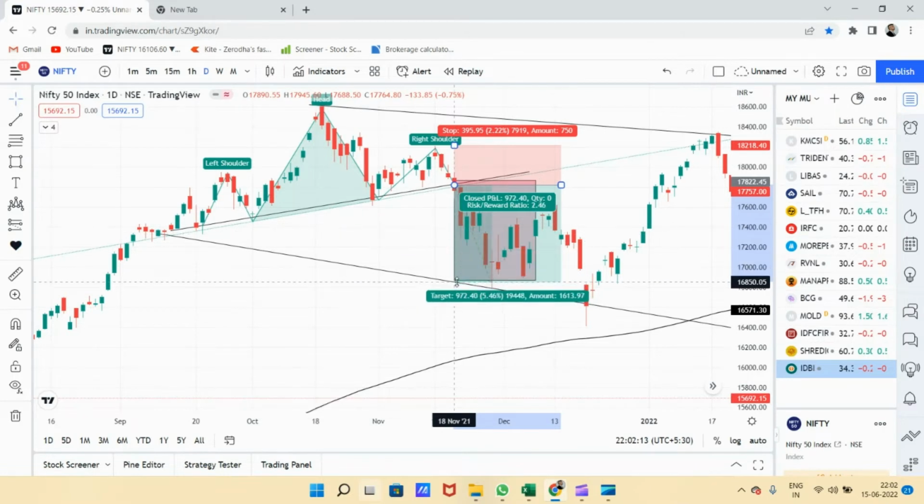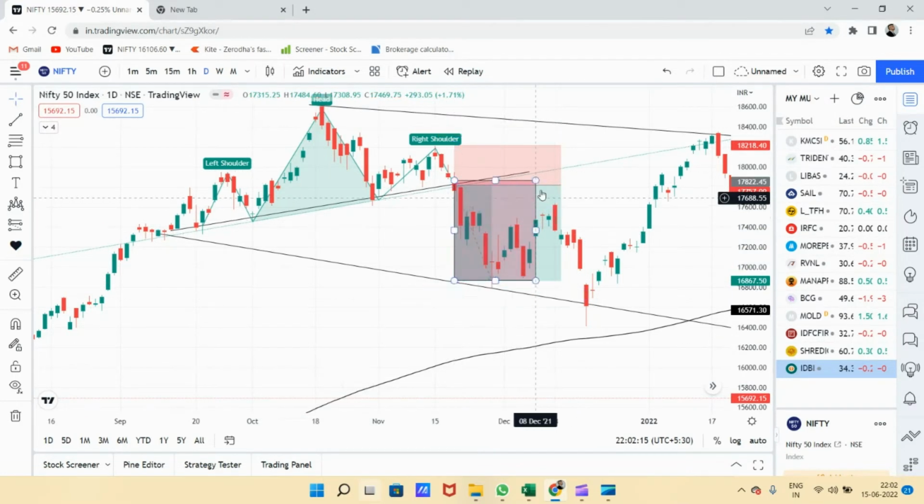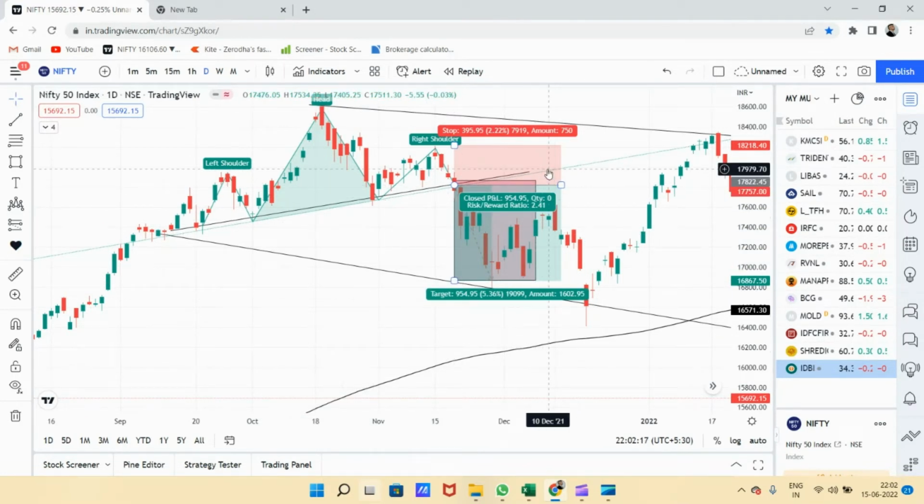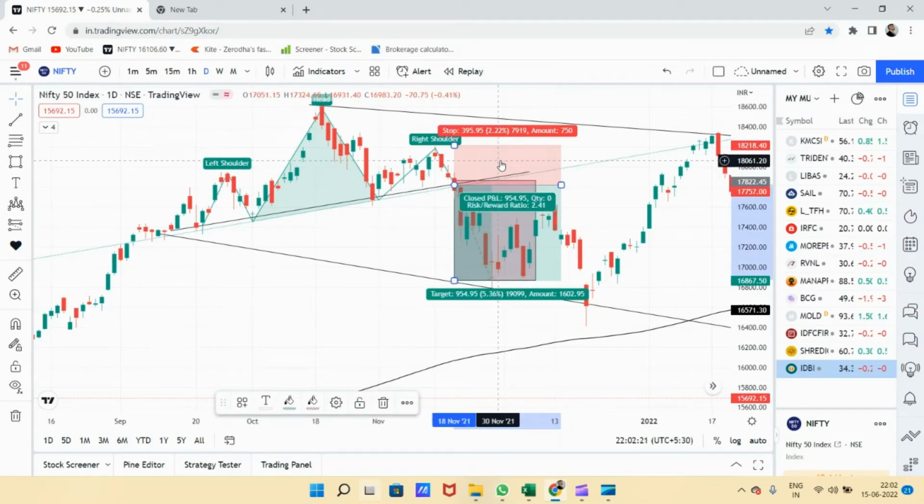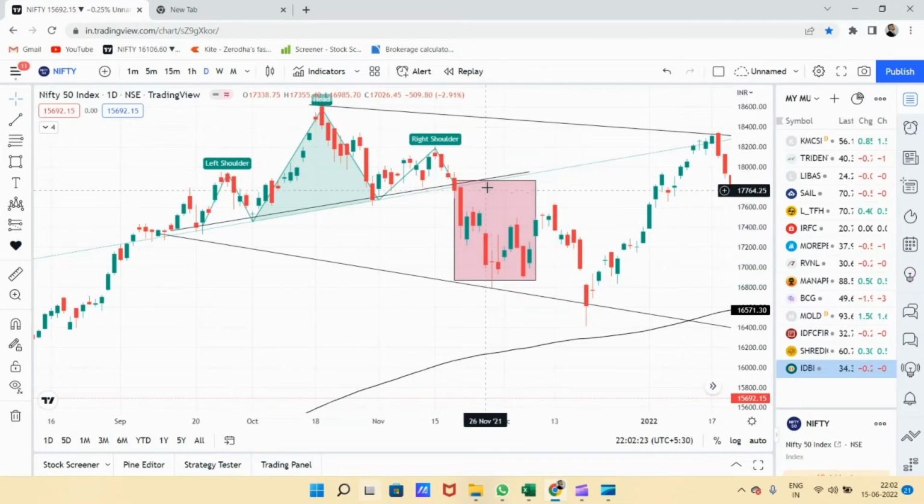So as you can see, risk reward is 1 is to 2.4. This is a damn good risk reward you can get from this kind of pattern. So as I told, guys, this is the beauty of this pattern.